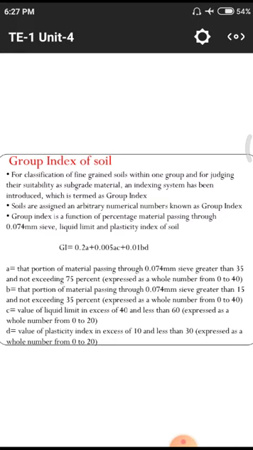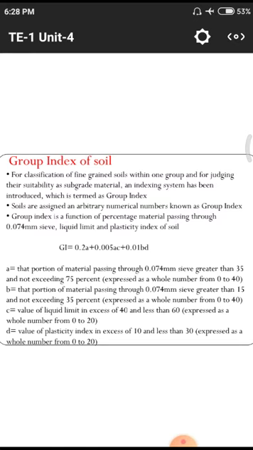In this equation we have four terms: a, b, c and d. We need to know those terms and use all of them in the equation, and we will get the group index of a particular soil. First of all, a equals that portion of material passing through the 0.074 sieve which is greater than 35% and not exceeding 75%, expressed as a whole number from 0 to 40.